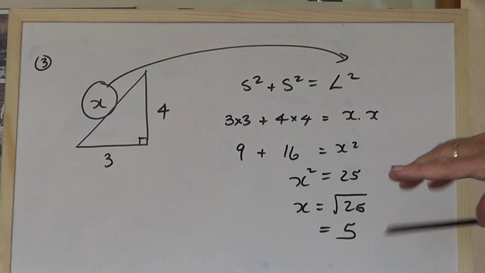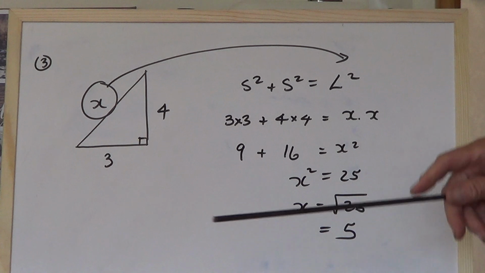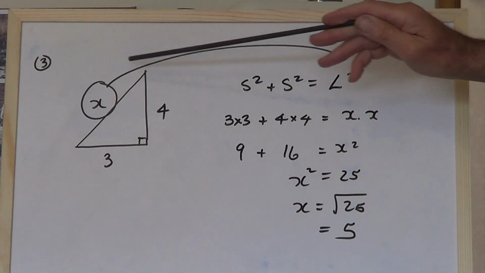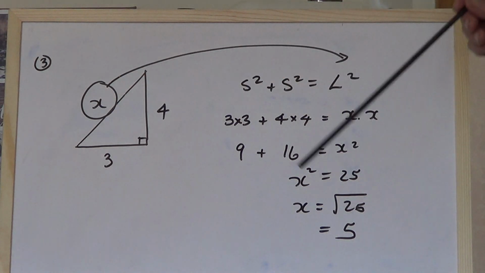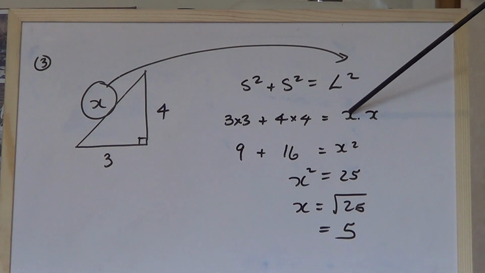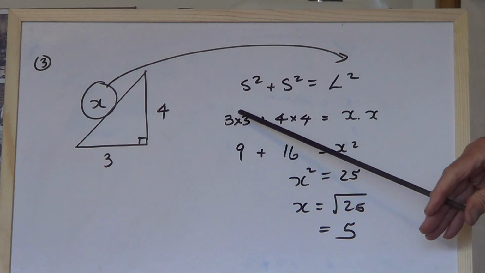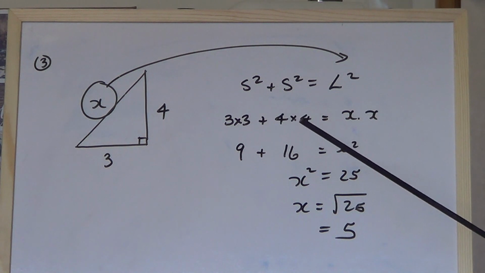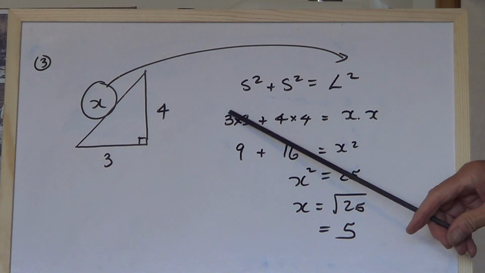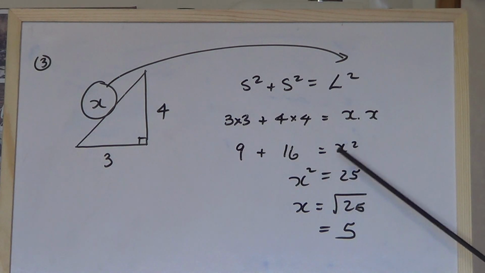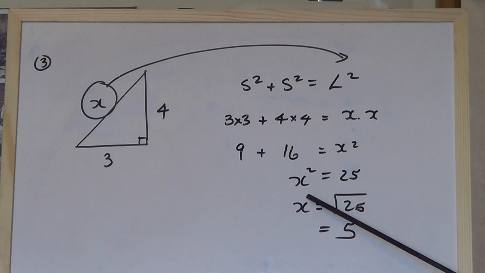Here's question 3. We draw the diagram first. You write down short squared plus short squared equals long squared. You circle the long side. We substitute in the long side first, which is x dot x, which means x times x. We write short squared as 3 times 3 and 4 times 4, so we don't make a mistake. 3 times 3 is 9, 4 times 4 is 16, 9 and 16 are 25, so x squared is 25. x is the square root of 25, which is 5.